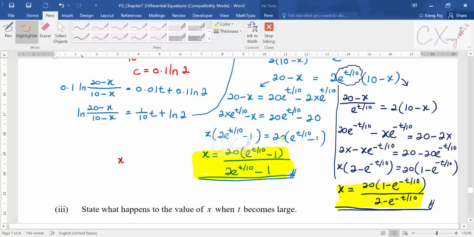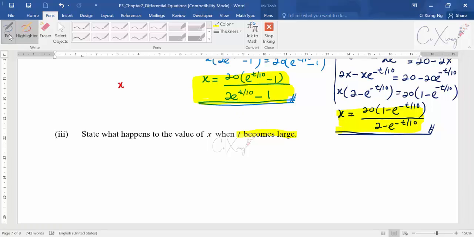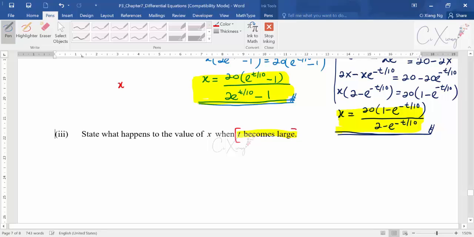Then now let's have a look at part number 3. So sometimes for part number 3, from the equation that they want you to show or the final answer that they want you to find, they actually want you to substitute some value into the answer and get some conclusion. So like this part number 3, they are asking what happens to the value of x when t becomes large. So when they are talking about t becoming large, it means t becomes infinity. Large means infinity, like a very, very big value.